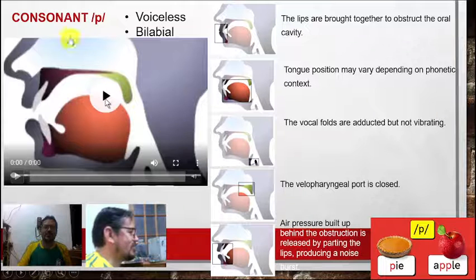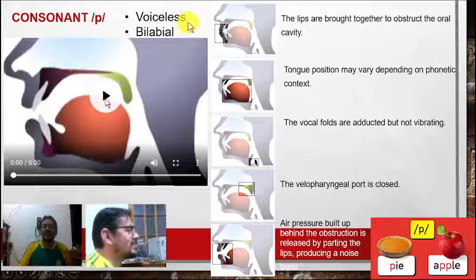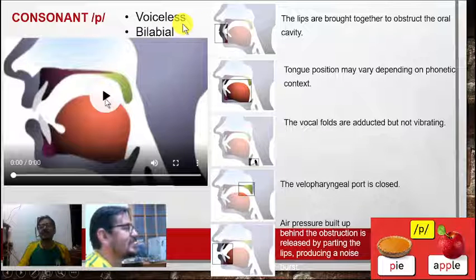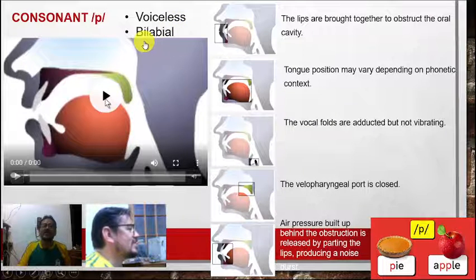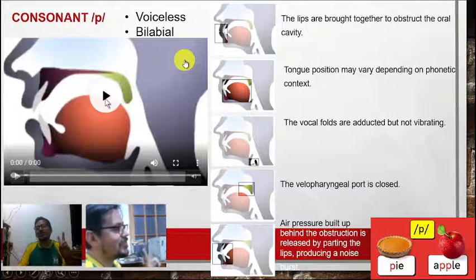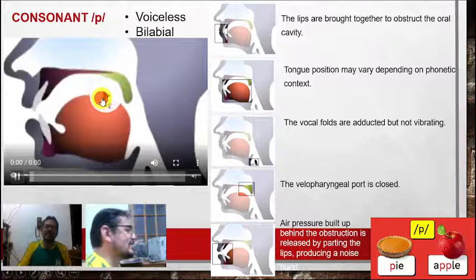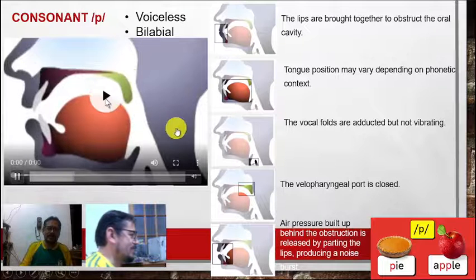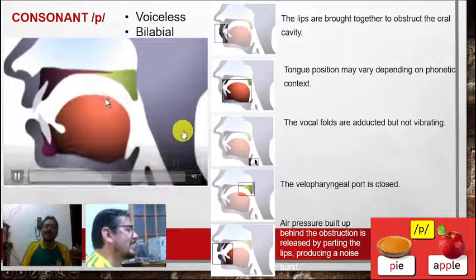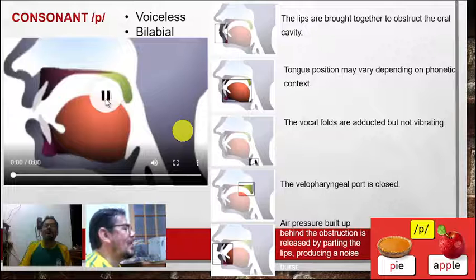Okay, let's see the consonant P. This is a voiceless sound and is bilabial because we use the two lips. Okay, let's hear it. P, pa, p, pa.